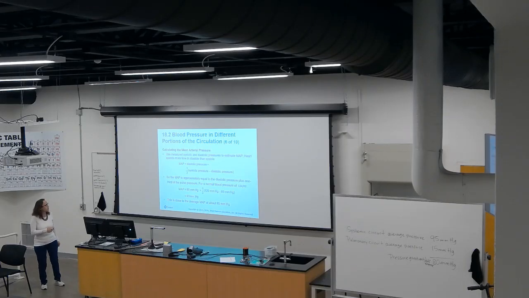To calculate the MAP, the mean arterial pressure, you basically add the diastolic pressure plus 1/3 of the difference between the systolic and diastolic. So if someone has 120 over 80, the diastolic is 80. To that 80, you have to add 1/3 of the difference between systolic and diastolic, which is 40. If you divide 40 by 3, more or less, it gives you about 13. So 80 plus 13, that's 93 millimeters of mercury. That's the MAP for someone who has 120 over 80.